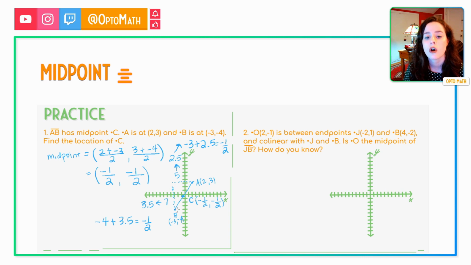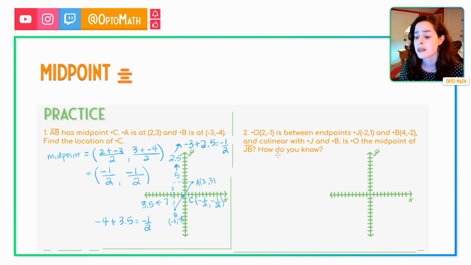This method is also called partitioning a line segment, and we will do more of this later on in one of our later units. Let's take a look at number 2. Let's read it and then we'll start graphing. So point O, which is at 2, negative 1, is between endpoints J at negative 2, 1 and B at 4, negative 2, and collinear with point J and point B. Is point O the midpoint of the segment JB? And how do we know?